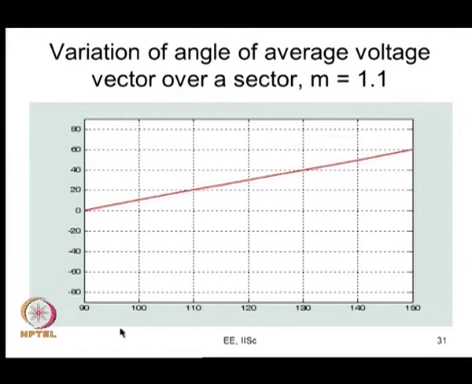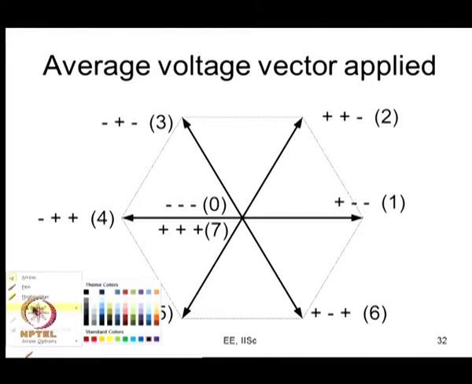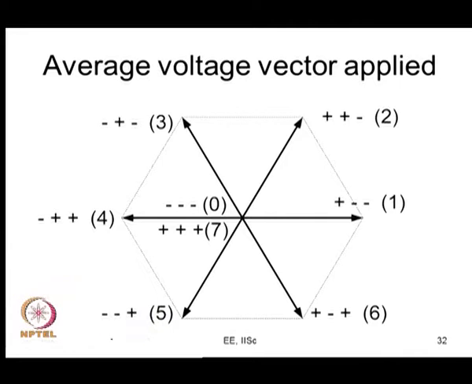Alright. Now, how about the angle? The angle of the vector varies more or less linearly with time. So, the angular velocity is more or less constant. Let us go further. So, what does it really mean? Let us say we are looking at linear modulation, this would have been a circle like this, and in the different subcycles you would have applied vectors like this.